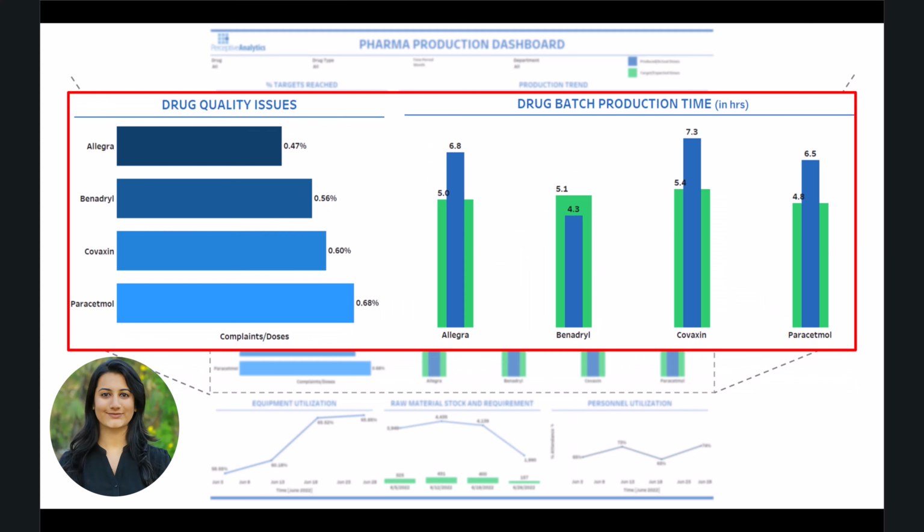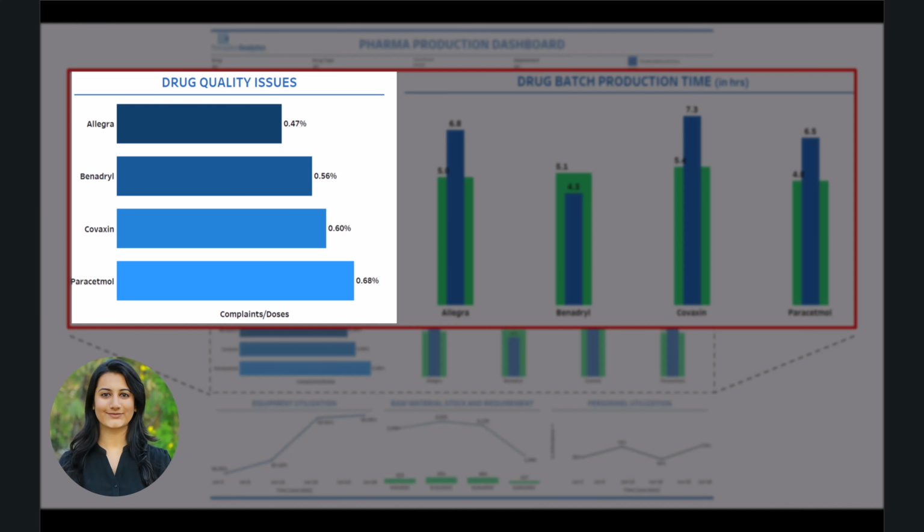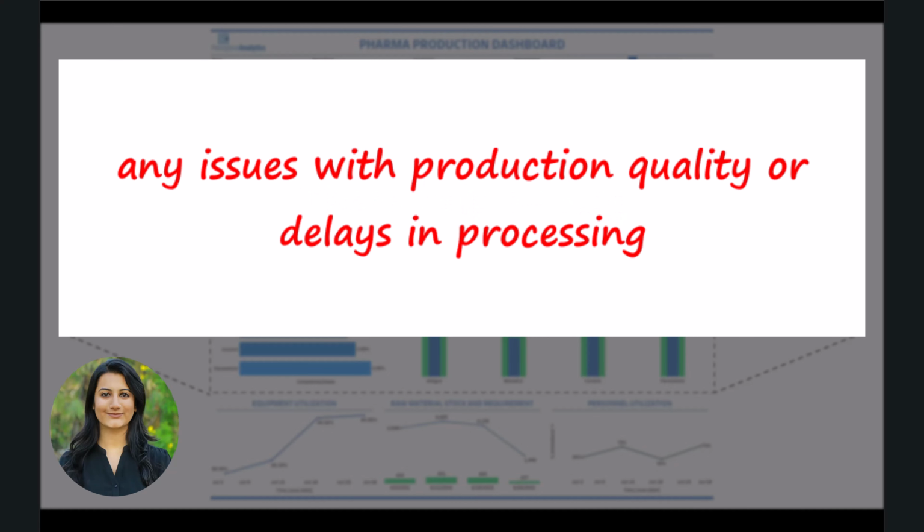Below that, two visuals assess quality and efficiency. Drug quality issues shows complaints per dose. Batch production time compares actual versus expected time per drug. These help us flag any issues with production quality or delays in processing.